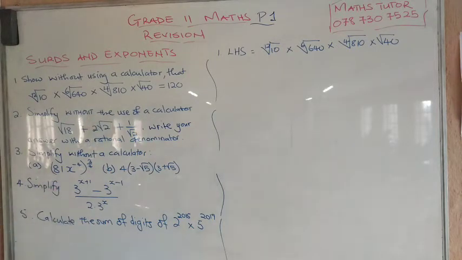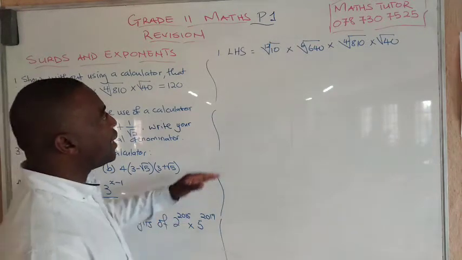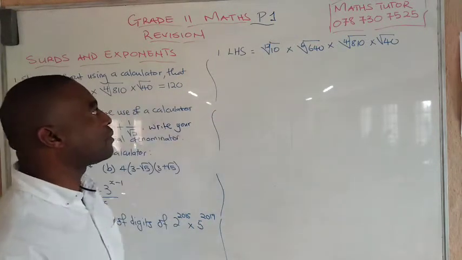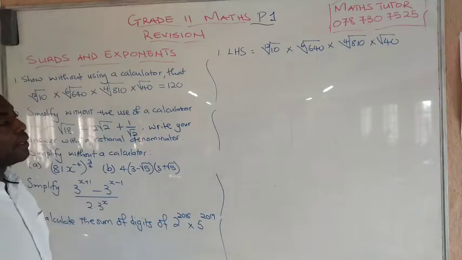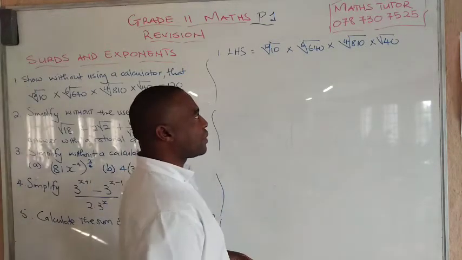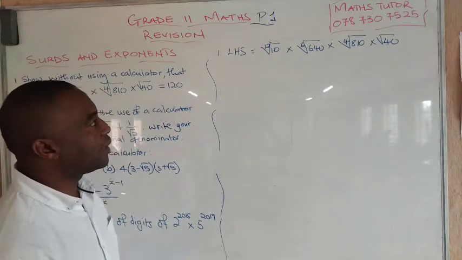Question number 1, you are required to show that the left-hand side is equal to the right-hand side. So basically, when you are asked to show, you have to take a side. So we say left-hand side is equal to, all right? Then look at the question, examine the question on how you should simplify this.